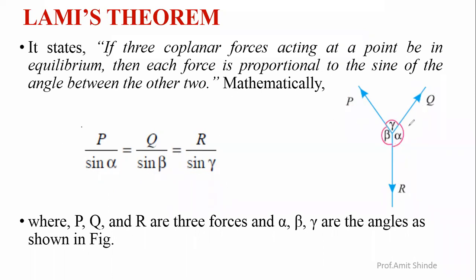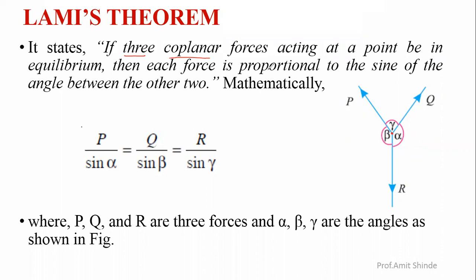But it says that the force system must contain three forces only. If there are two forces, it is not applicable. If there are four forces, it is not applicable. There must be only three forces, and the forces must be coplanar and concurrent. Concurrent means passing through the same point. Then we say this is a coplanar concurrent force system, and the forces must be three.